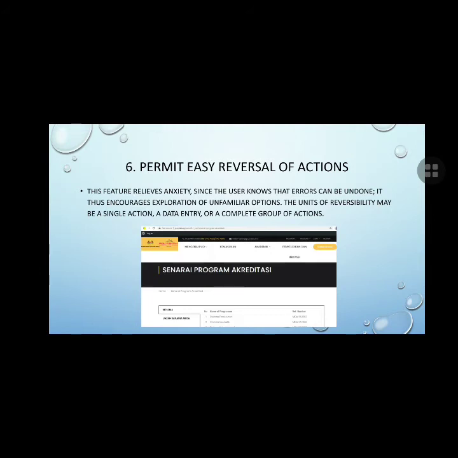Okay, the next rule is permit easy reversal of actions. This feature relieves anxiety since the user knows that errors can be undone. It thus encourages exploration of unfamiliar options. The unit of reversibility may be a single action, a data entry, or a complete group of actions. And this is an example picture of easy reversal of actions.